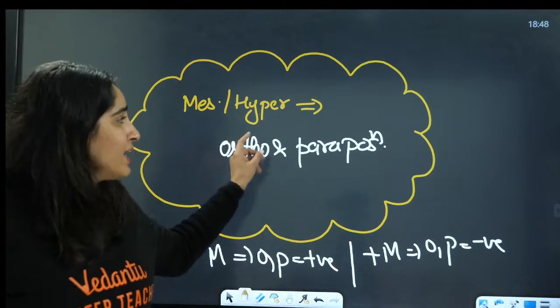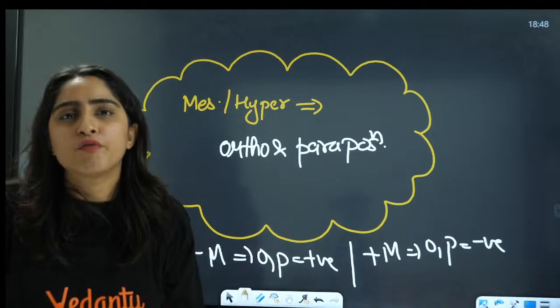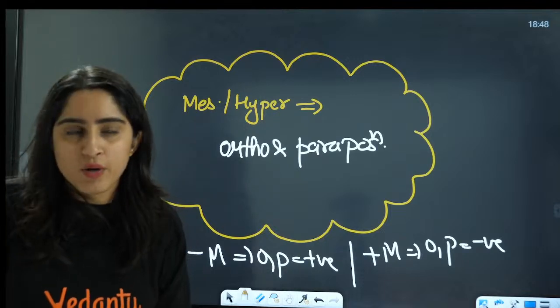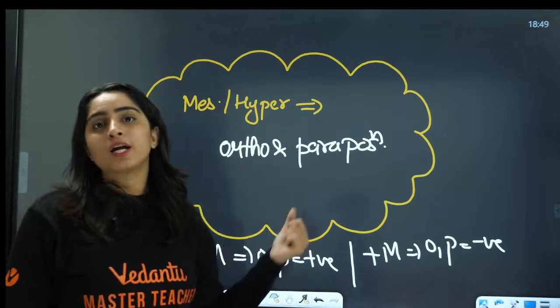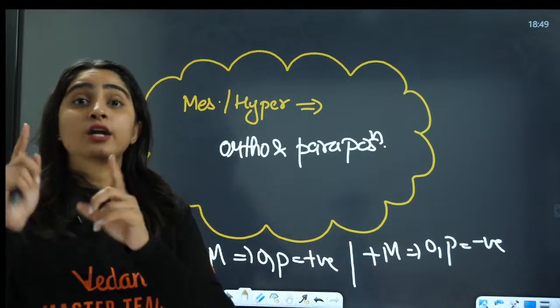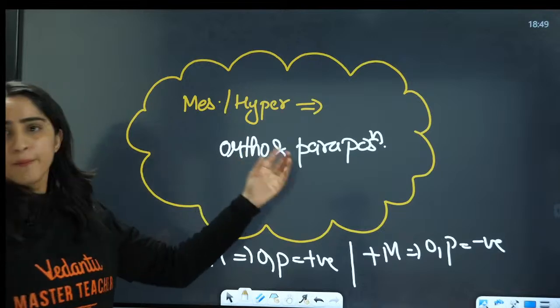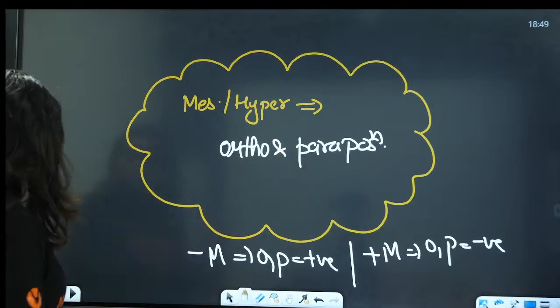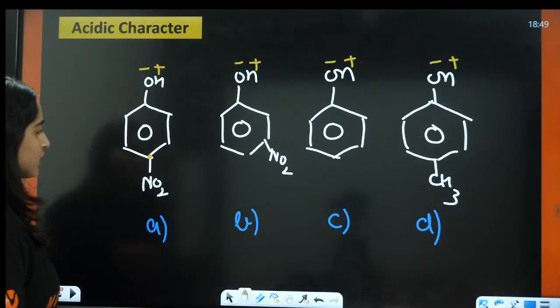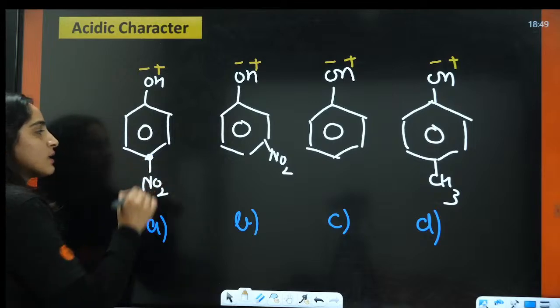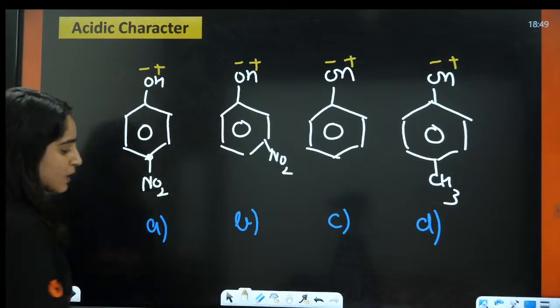That means mesomeric and hyperconjugation are also kinds of resonance, that is, no-bond resonance. So these two effects are not applied on the meta position. They are only applied on the ortho and para positions. Okay, so now let us understand how to solve this question. This is the meta. This is the para position.